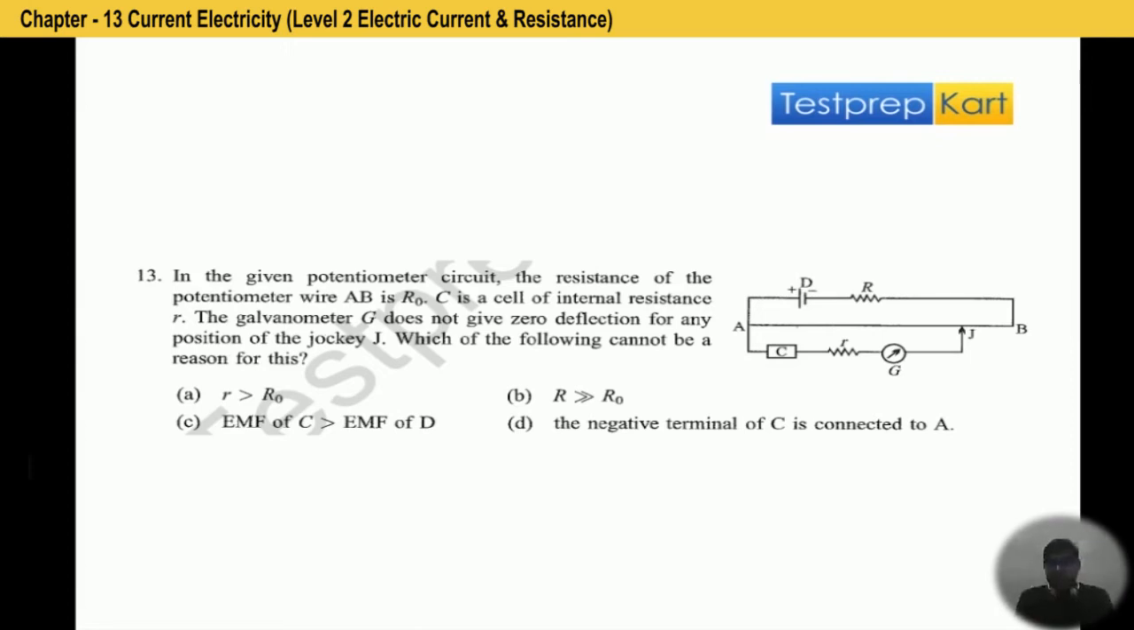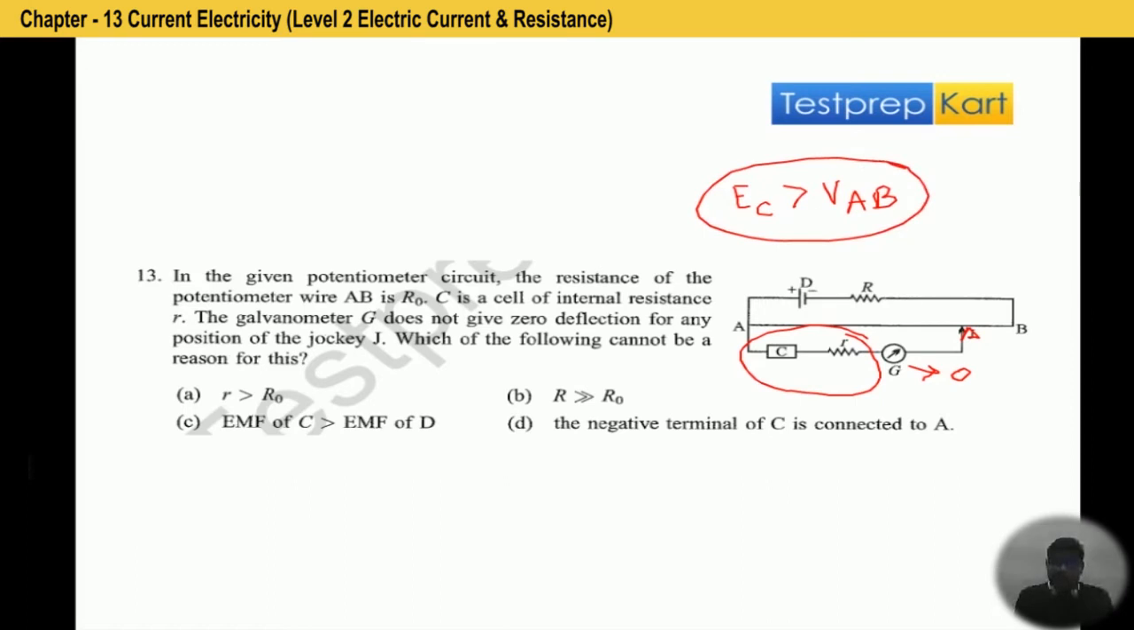So please see. If a cell is not giving zero deflection for any position of the jockey, it means one thing is sure: the EMF of cell C is greater than the terminal potential of AB. Okay, this is the main reason. But in this question it is asking which of the following cannot be the reason.